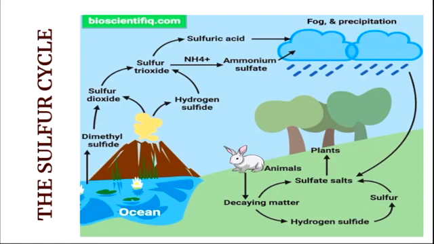Then once that falls back down, it can become sulfate salts, and another way to get those salts is through decaying matter. It either can become directly sulfate salts, or it can go down, become hydrogen sulfide, and then into sulfur, which will then go back into sulfate salts. And then finally, it'll all be absorbed back into the plants.